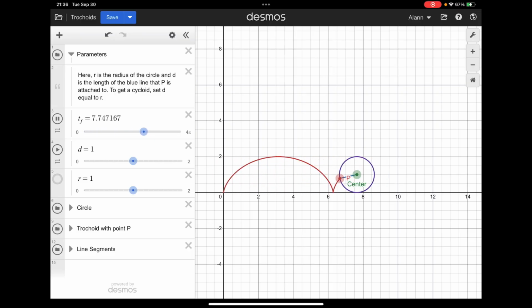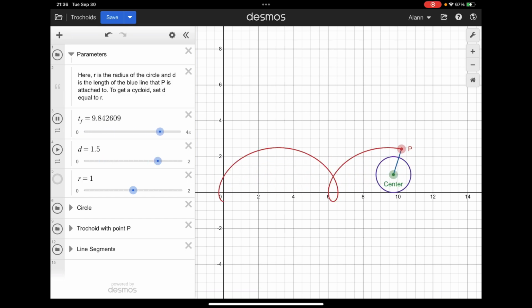So this is pretty cool in my opinion, and I'll be providing this Desmos link in the description if anyone is interested. But for now, now that we've gotten a feel for what these curves look like in general, let's turn back to our original task of trying to derive the parametric equations for these types of curves, trochoids.